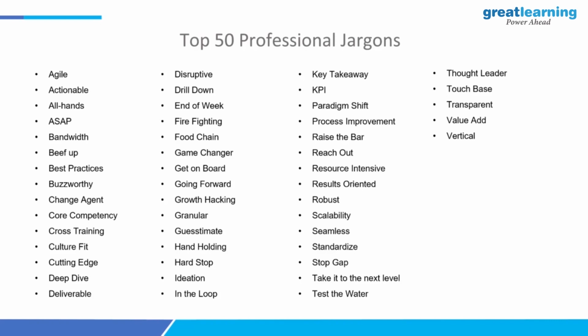Core competency. Core competencies are the resources and capabilities that comprise the strategic advantages of a business. Cross-training. Cross-training involves teaching an employee who was hired to perform one job function the skills required to perform another job function as well. Culture fit. Culture fit refers to an employee's beliefs and behaviors when they are in alignment with their employer's core values and company culture.